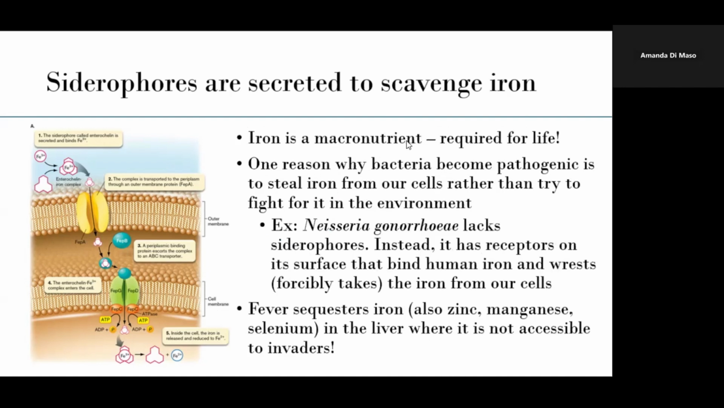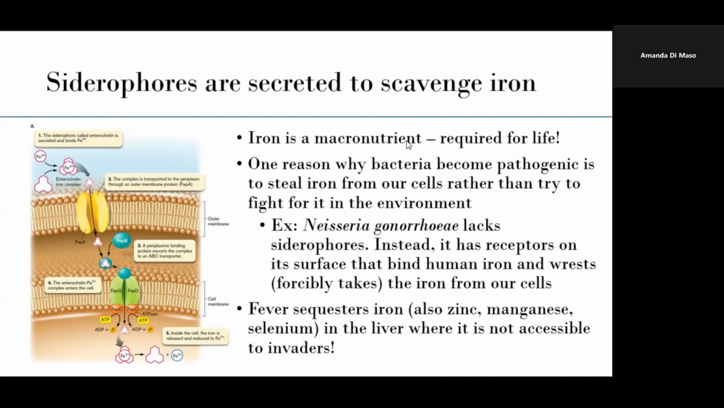Now, some bacteria like to get their iron from us rather than competing for it in the soil. Things like the mycoplasmas or Neisseria gonorrhoeae often don't have siderophores. If they're a cell that likes to live inside our cells, they don't want to release siderophores because that's just one more thing for our immune system to attack.